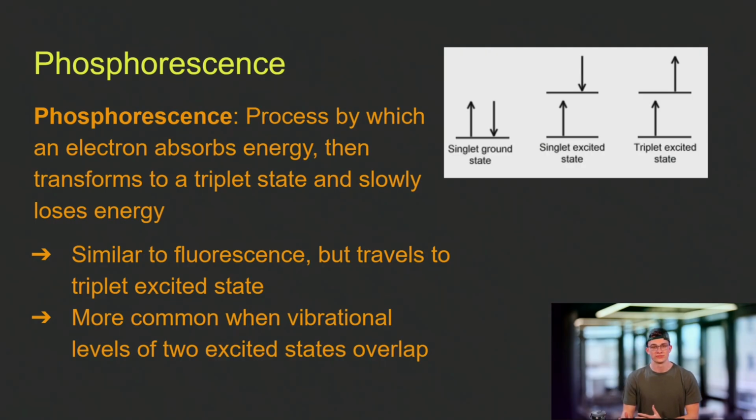Now moving on to phosphorescence. Phosphorescence is a very similar process to fluorescence. It's a process by which electrons absorb energy and then they transform into a triplet state and slowly lose energy by releasing a photon. This differs from fluorescence because it goes to the triplet excited state instead of just the singlet excited state. With the singlet excited state, the electrons are going in opposite directions, but with the triplet excited state, they're parallel, and this is a spin-forbidden transition. This is more common when vibrational levels of two excited states overlap each other.